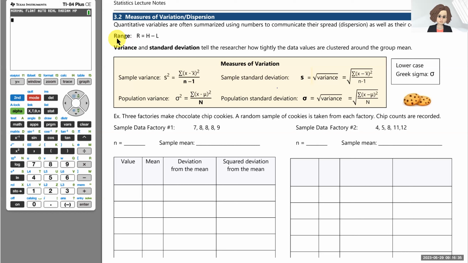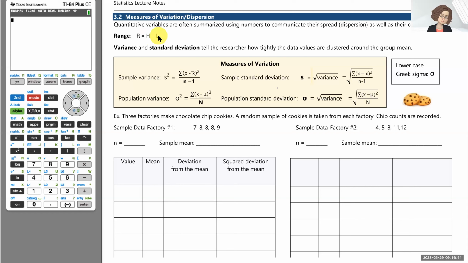The first measure of variation or dispersion is the range. We've seen this before, and it's quite simple. The range is just the highest value in the data set minus the lowest. So it only involves those two extreme values. So we won't be using range very often.